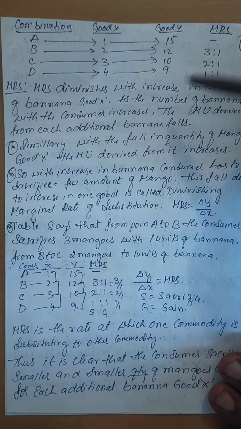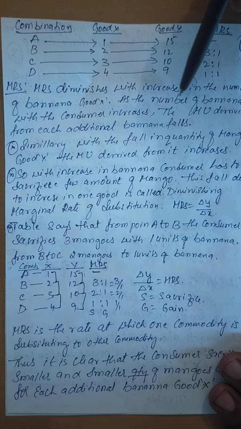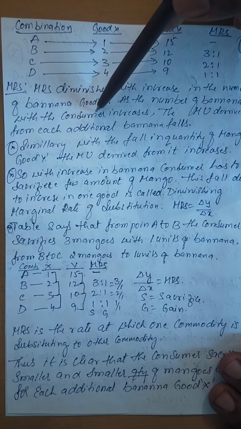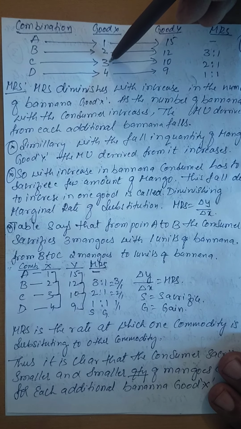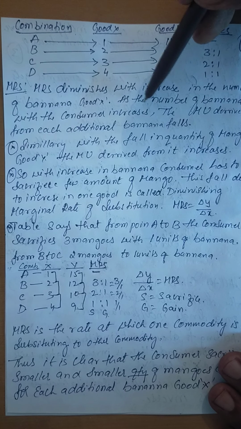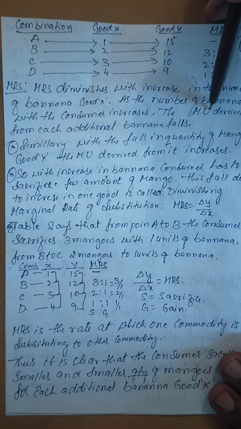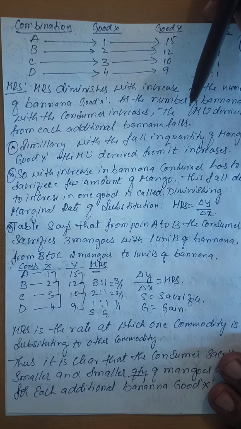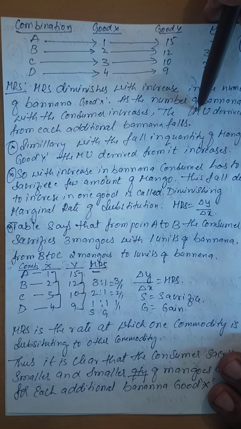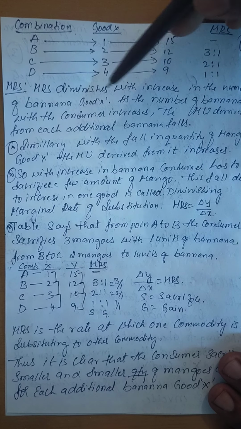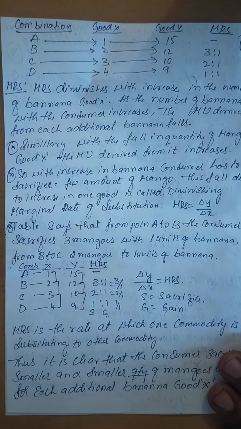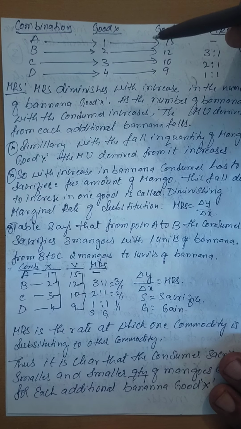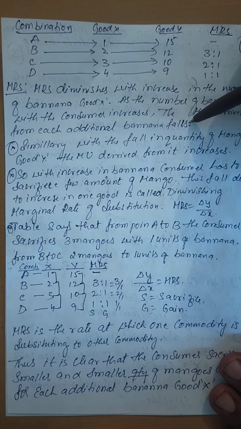But after that, they are saying that as the number of bananas with the consumer increases, see, it is increasing, right? Banana 1 to 2, 2 to 3, 3 to 4, it is increasing. Now the word marginal utility came here. Marginal utility derived from each additional banana falls. Isn't it? Please answer me. It definitely decreases. Definitely it falls.